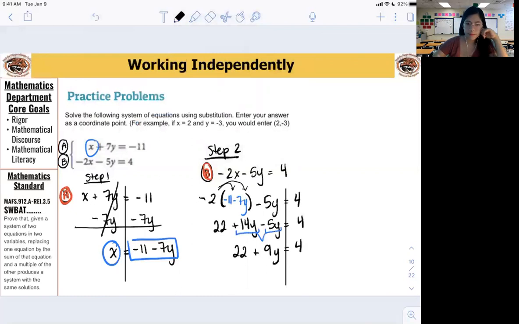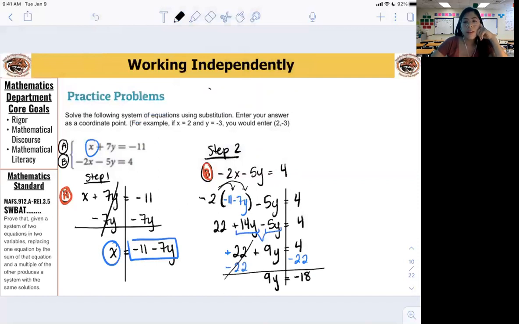What now? We move the 22 by subtracting. Good. Why did you choose subtraction? Because the 22 has an invisible positive sign in front of it, and we need to do the opposite of that. Perfectly said. All right. Finally, we're left with 9y. And then what's 4 minus 22? Negative 18. Good.